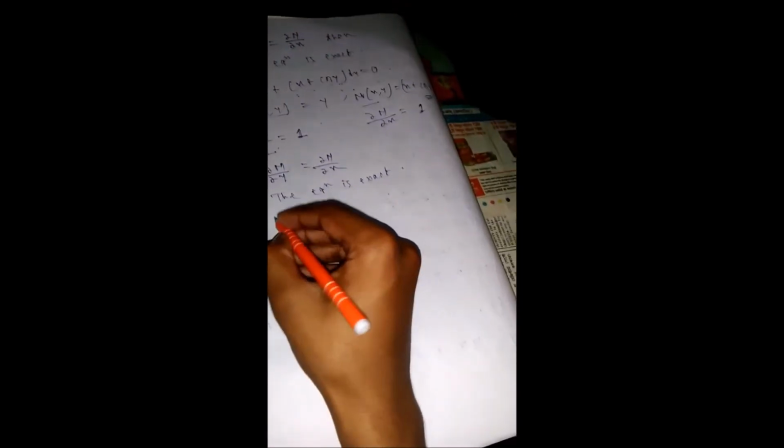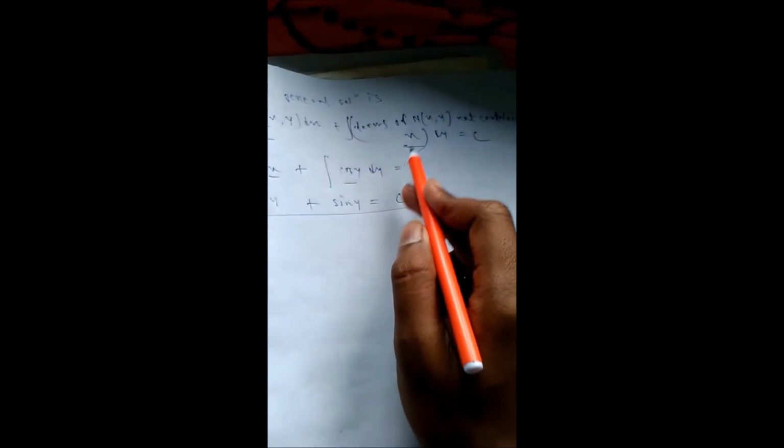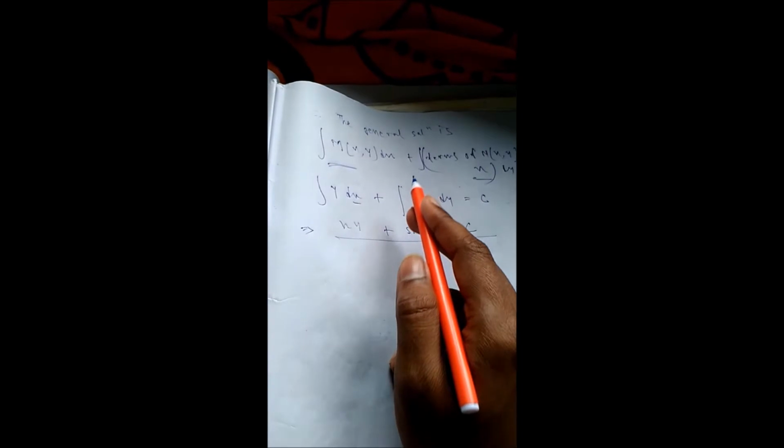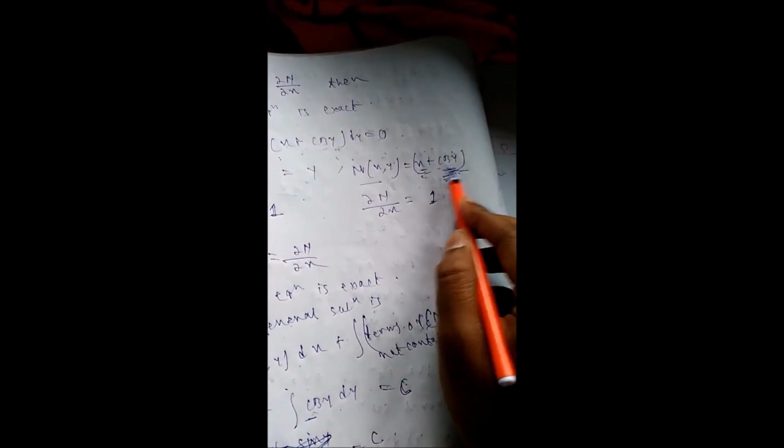Now solve the equation. The general solution is integration of M(x,y) dx plus integration of the terms of N(x,y) not containing x, dy, is equal to c. Now M is equal to y, and for the integration of the terms of N not containing x, we choose only the term of y and neglect the term of x. Here the term N is x plus cos y, we only choose cos y and neglect x, because the property says to take only the terms of y.